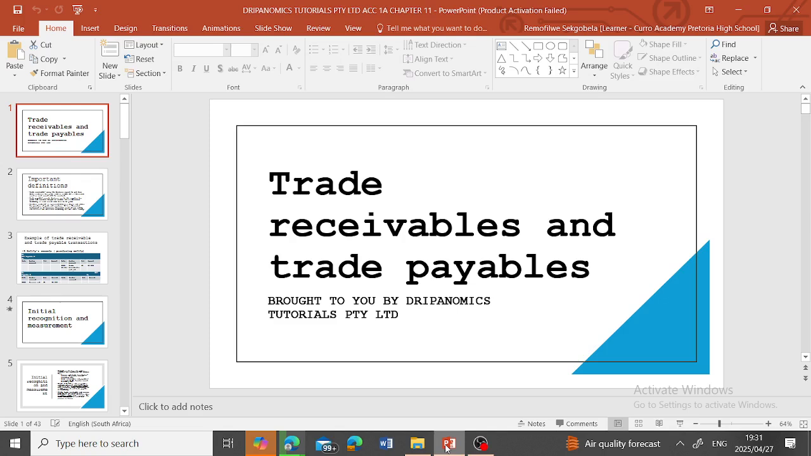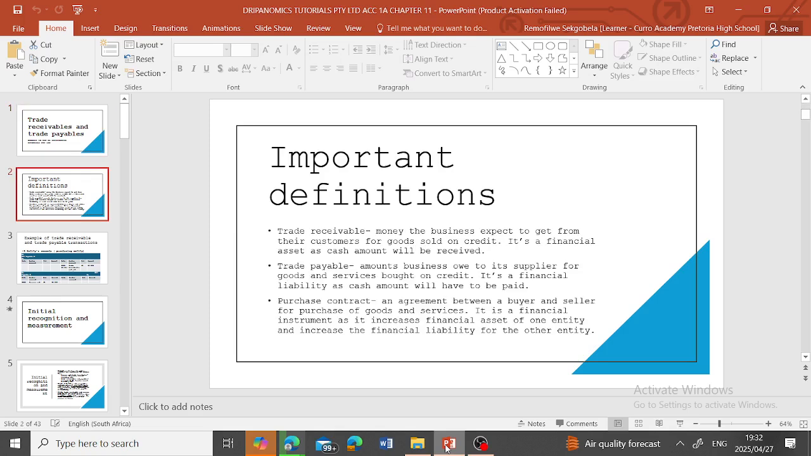I sell my nyaope for 100 rand. In my books, we're going to have 100 rand nyaope sold, but in the customer's books, it's 100 rand nyaope bought. So I am seeing a receivable in the customer, which is you who's buying the nyaope in this context, and you as the buyer see me as the seller as a liability, because you need to pay me at a later stage. So trade receivable is money expected from customers for goods sold on credit. It's a financial asset. Trade payable I basically just explained. It's also here in writing.